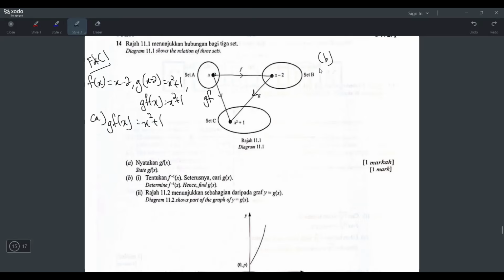(b) says: determine f inverse of x, hence find g(x). The question wants me to find two things. First find f inverse. So how do you find f inverse of x? You already have f(x), so use this to find f inverse. Okay, how do you find f inverse?